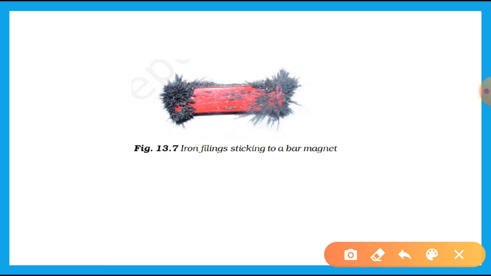Here you can see one diagram showing iron filings sticking to a bar magnet. Students, iron filings stick to a magnet when they are brought near it. The iron filings are attracted more toward the region close to the two ends of a bar magnet. This picture clearly shows it. You can see more filings at the ends than at the center. These ends are called poles of a magnet. So the force of attraction exerted by a magnet is more at the poles than at the center.